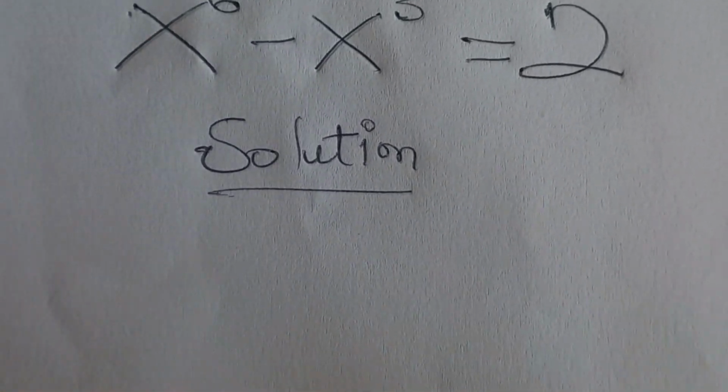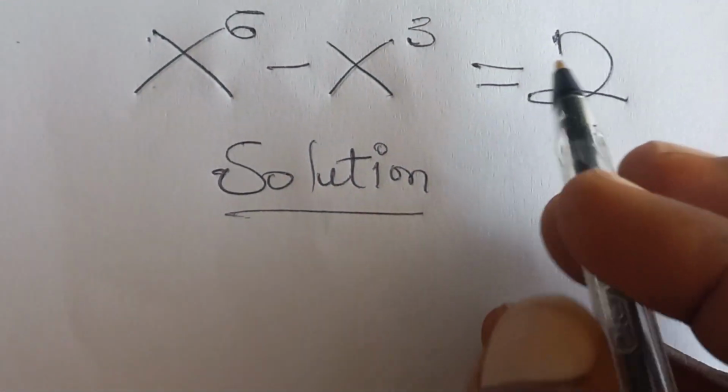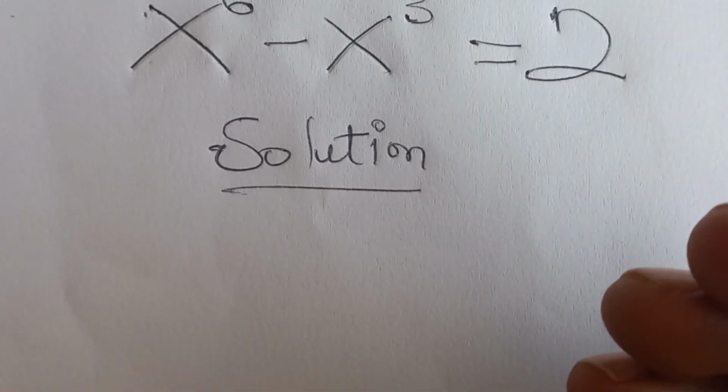So today we are looking at this. We have x exponent 6 minus x exponent 3 is equal to 2. And for this, we have to solve for the value of x.